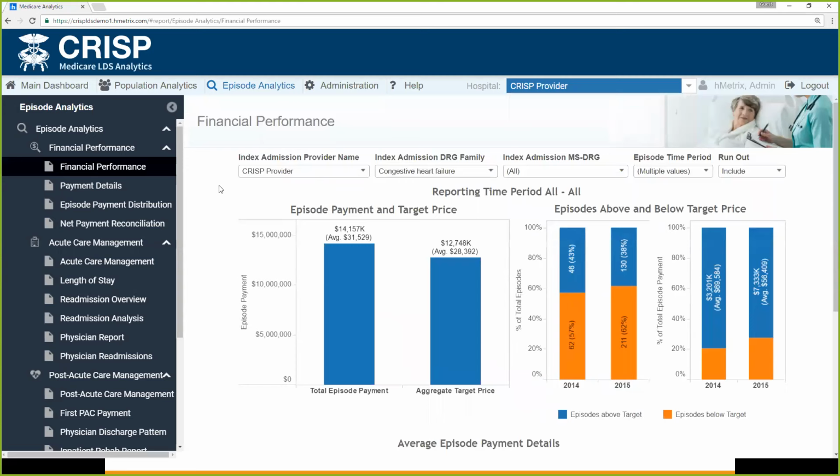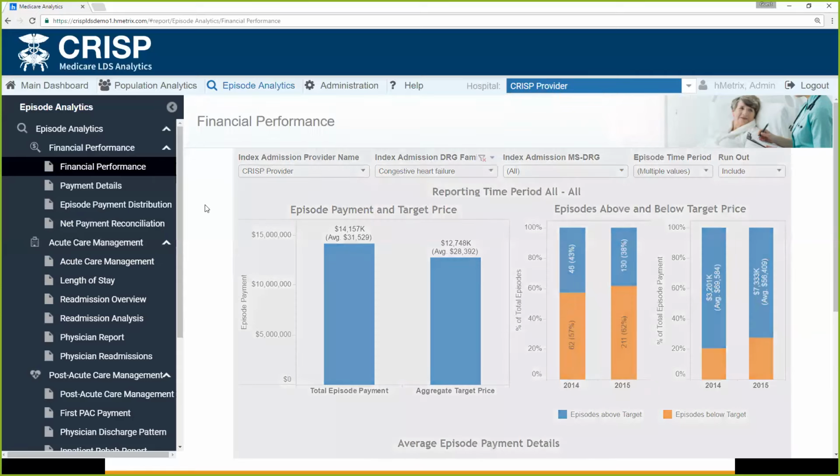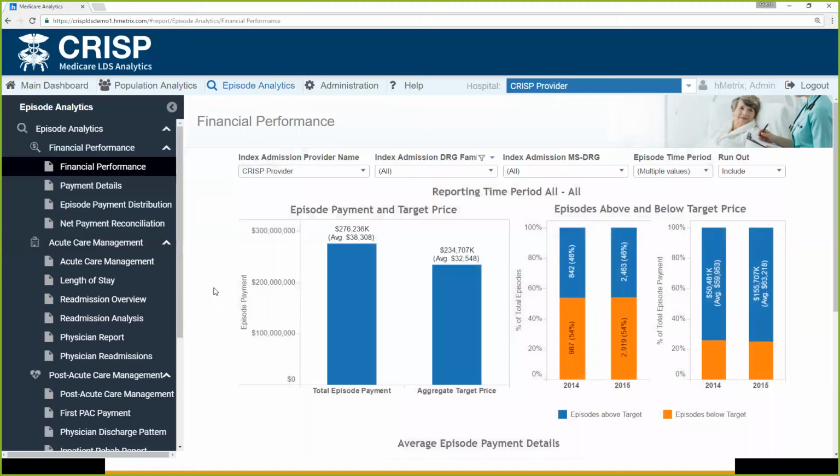One other thing I want to point out before we go into too many more of the reports is the layout of all of the episode analytics reports. As you can see, you can choose which provider that you have access to, the different DRG families. Right now we're looking at just congestive heart failure, but I could switch this to all and look at the hospital as a whole. And the report then changes based on that filter.